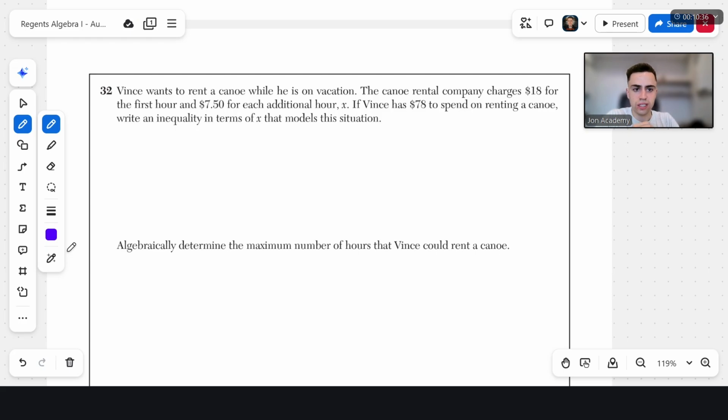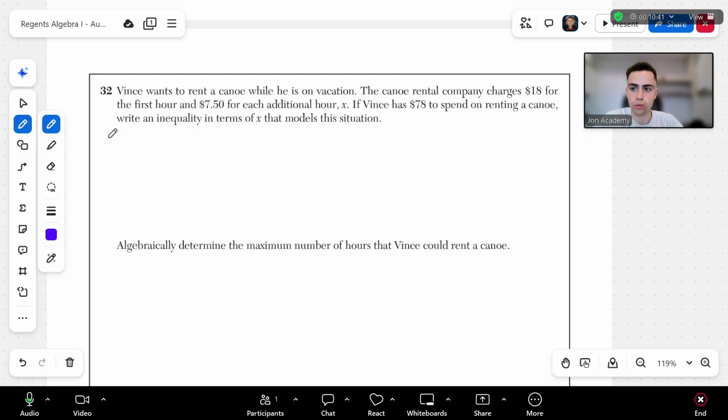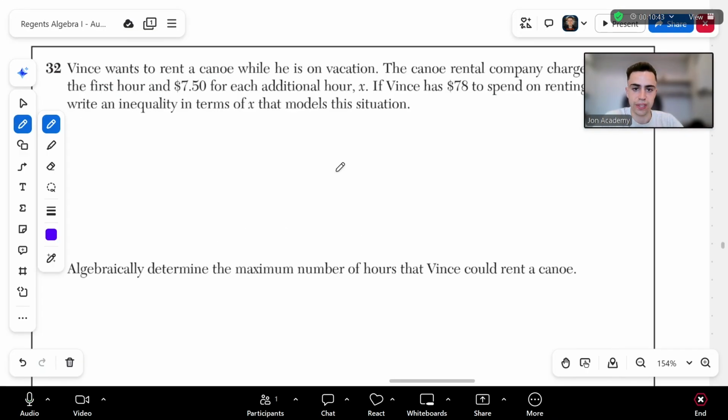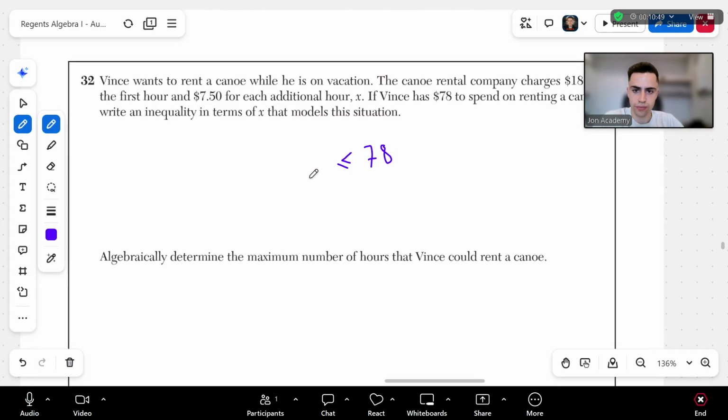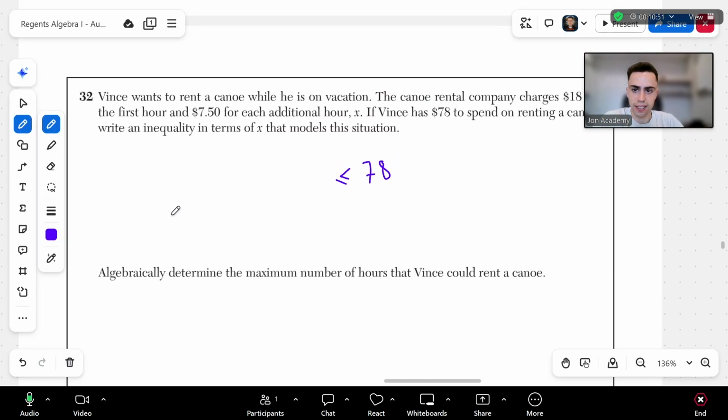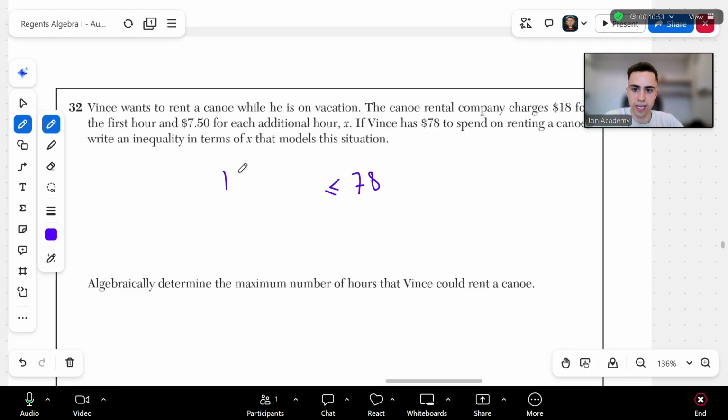$78 to spend on renting a canoe. Write an inequality in terms of x that models this situation. Okay, so let's see. 78 needs to be smaller or equal, no? Because that's our budget, than the first hour was 18 plus 7.50x. So this is like the first hour, and then 7.50x.